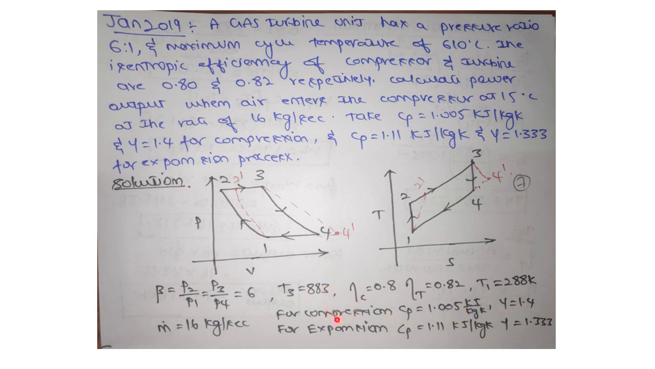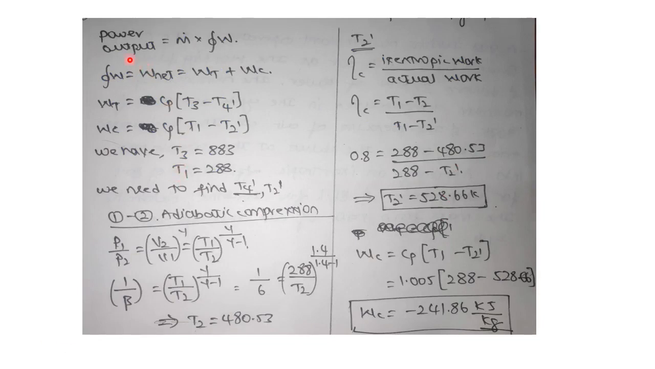Now, since the efficiency of compressor and efficiency of turbine are given, you have to assume that it is an actual Brayton cycle. That means the process is going from 1 to 2 dash, not 2, and 3 to 4 dash, not 4. Okay, so you have to keep this in mind. So the power output is generally given by the mass flow rate into the net work done. So net work done is an addition of the turbine work as well as the compressor work.